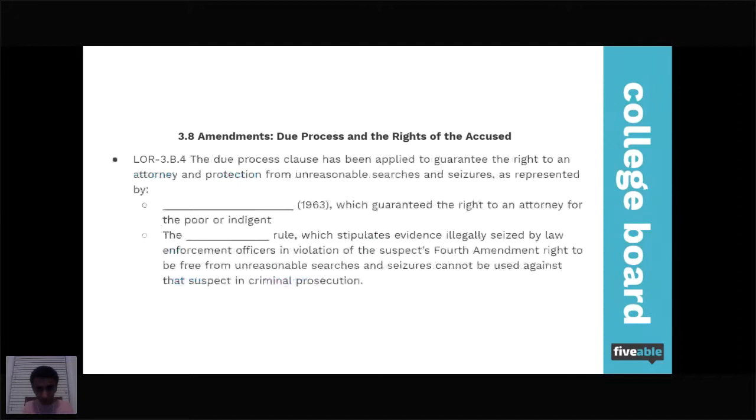Finally, I believe this is the last slide, the due process clause, which remember is what selective incorporation has to do with, has been applied to guarantee the right to an attorney and protection from unreasonable searches and seizures. This is represented by Gideon versus Wainwright. The reason they emphasize this specifically in the syllabus and not the other cases is because it is a landmark case. It is one of the ones you may have to write about on your AP exam on FRQ number 3, the SCOTUS comparison case.